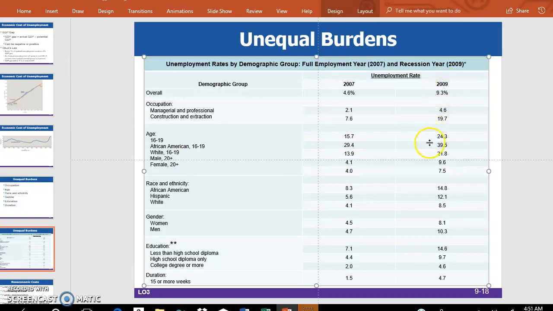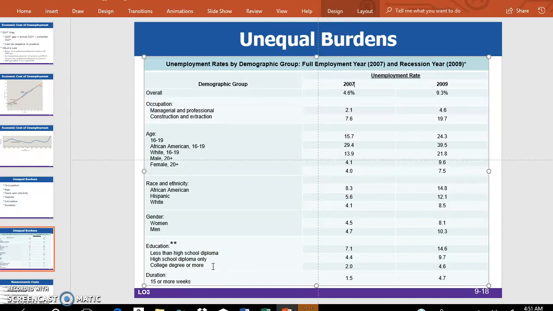But in the recession, look at the male unemployment in 2009 jumped from 4.1 in 2007 to 9.6 in 2009, right? And then again female also increased from 4 to 7.5, right? Now look at that. So you can similarly interpret all the others.